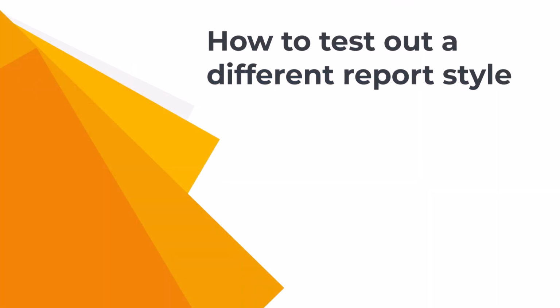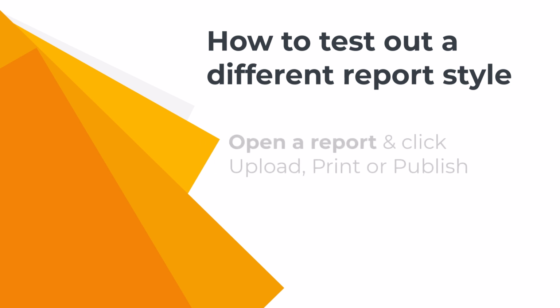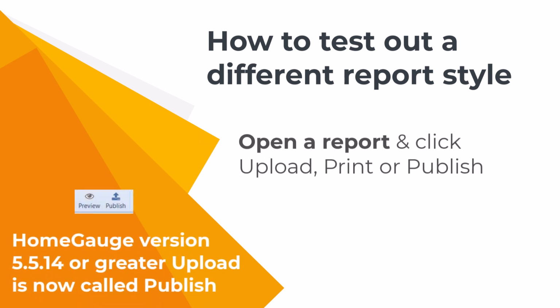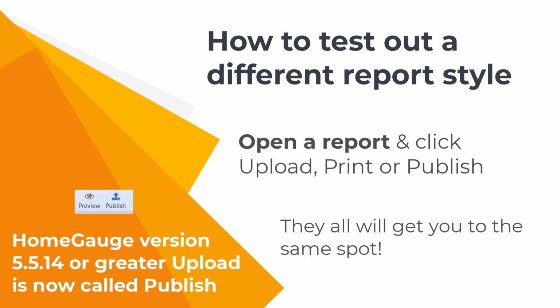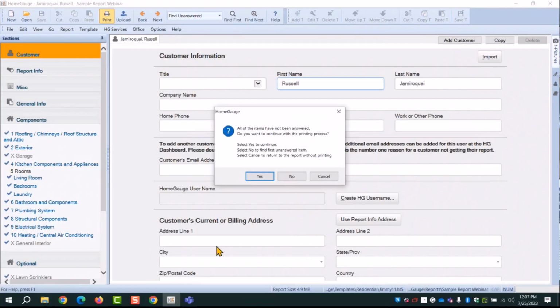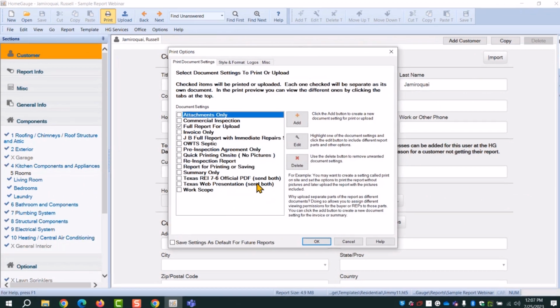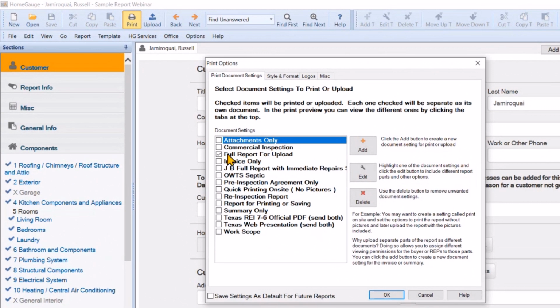All right, so first I'll show you how to apply different report style formats. So you want to open up a report, go to the top and click Upload, Print, or Publish. They all kind of take you to the same spot. Once you hit print, you can just hit yes here and bypass that. But you do want to have a full report so you can get the idea of how your reports would typically look. So here, just make sure you've got full report for upload checked. Highlight that, make sure it has a check next to it.